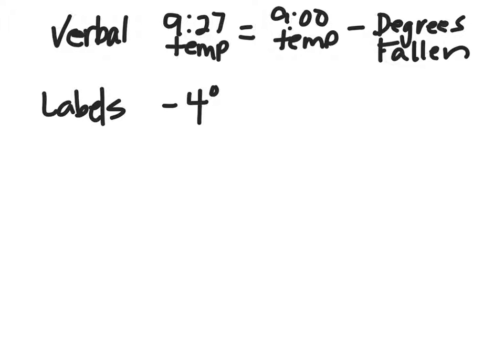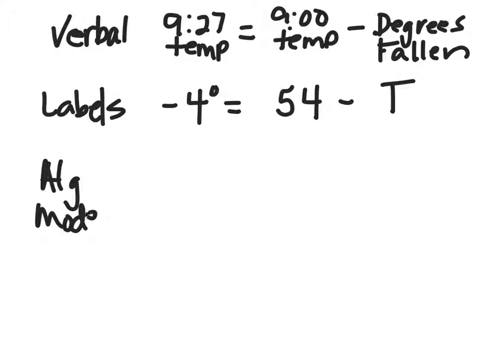That was 9:27. That was negative 4 degrees Fahrenheit. The temperature that started was 54 degrees. That's pretty good playground weather here in Cheney. And the degrees fallen, we don't know, so we're just going to use a T. So I've labeled everything, I've used my verbal model, and now I can turn it into the algebraic model.